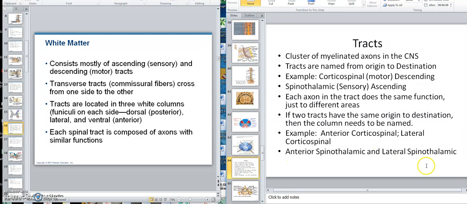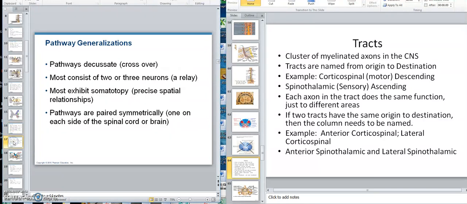Spinothalamic. Lateral generally is pain and temperature. Anterior, some will say, is more touch and pressure. But they have the same origin to what? Destination. So tracts. Learn tracts. Ascending and what? Descending. Ascending and descending. Let's go a little further.